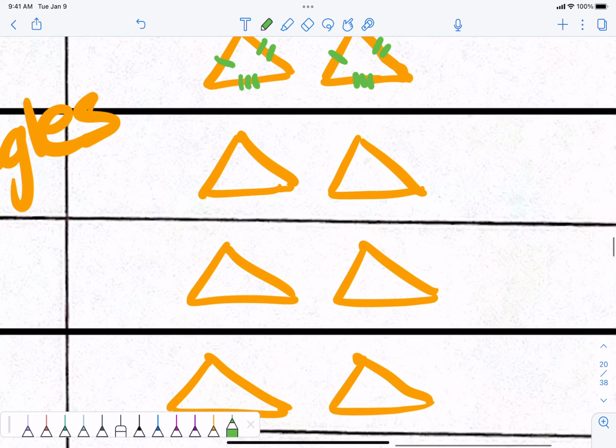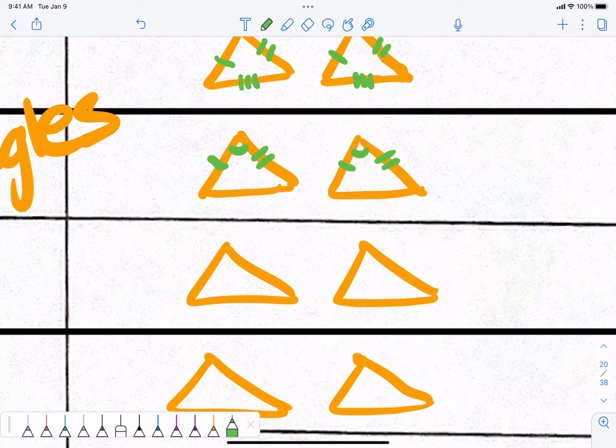Side, angle, side, you can pick any of these, but I'm going to say this side matches this one, this side matches this one. Which angle has to match if it's side, angle, side? The one on top. That angle has to match. That's what side, angle, side would look like.